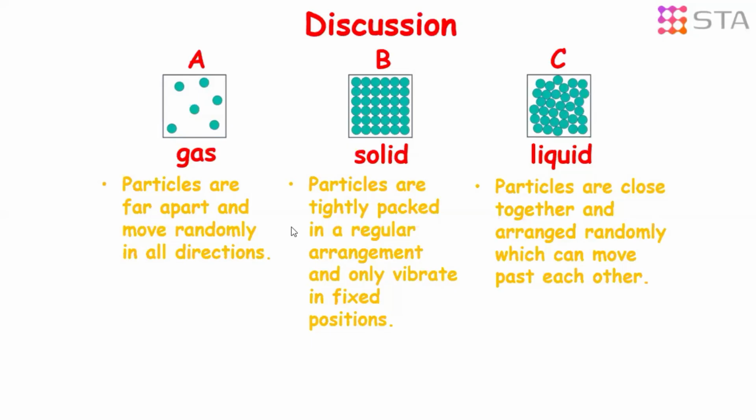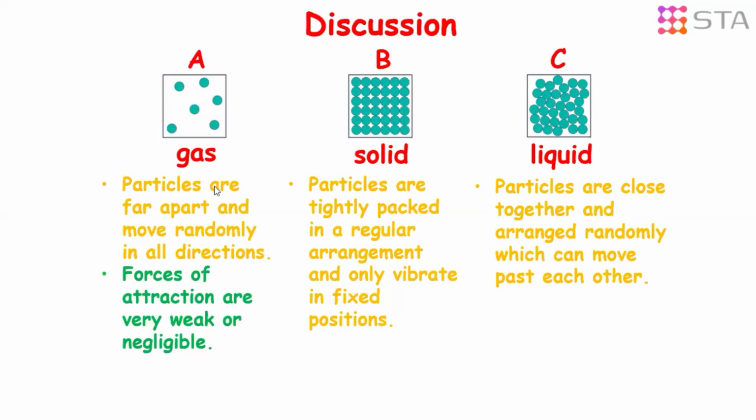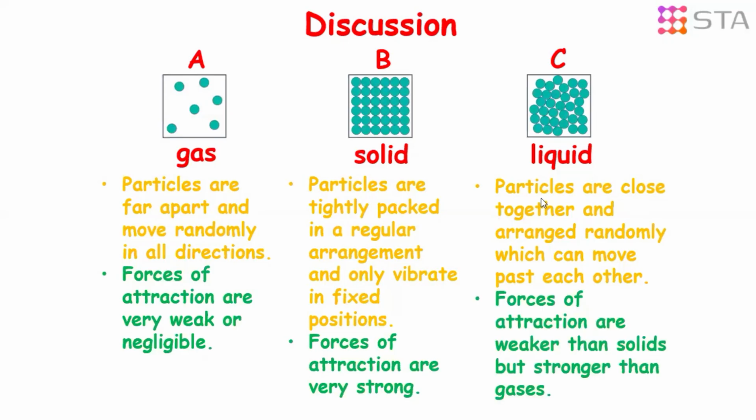The third question was: describe the strength of the forces of attraction between the particles in each box. For box A, the forces of attraction are very weak or negligible, and we can tell from the particle diagram because the particles are far apart. For box B, the forces of attraction are very strong, which keeps them all in a fixed position. And for box C, the forces of attraction are weaker than in solids because the particles can move, but they are stronger than gases because the particles are close together.